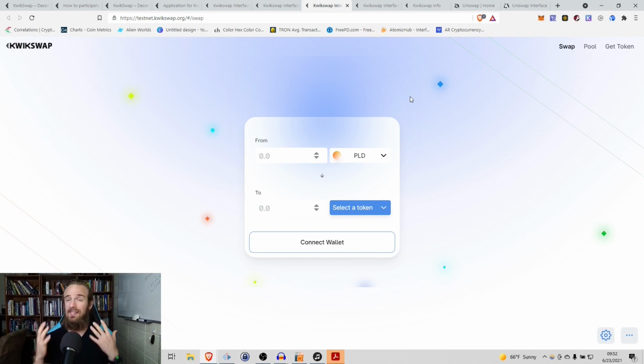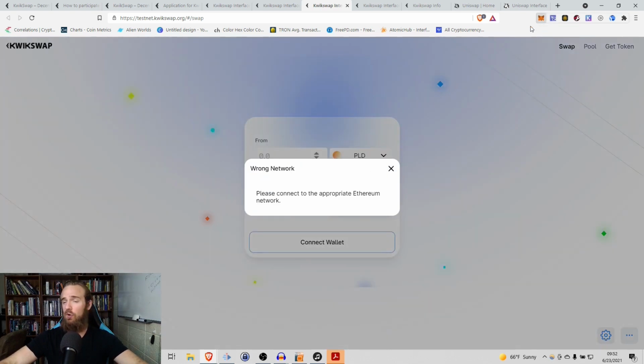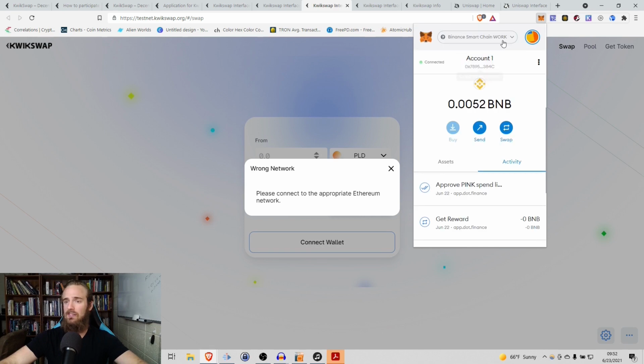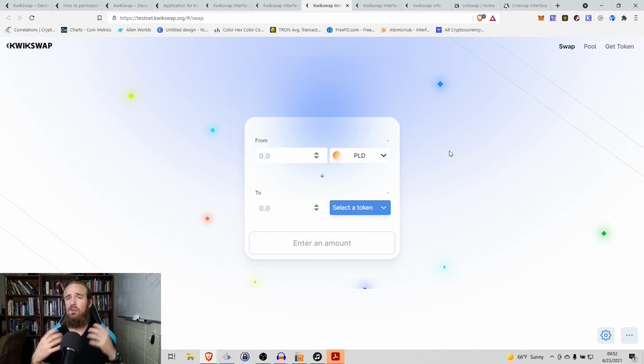Yes, Plasm is currently in the test network, but as you can see here, this functionality does work. If I connect to my MetaMask, I actually have programmed in Plasm testnet, and it does work. Everything does connect.